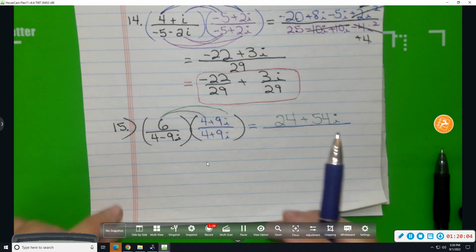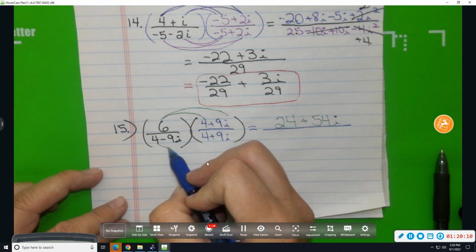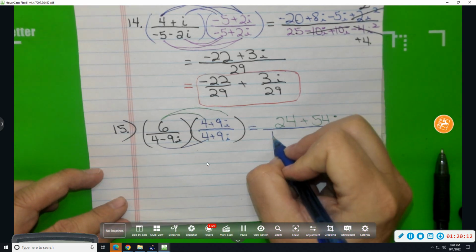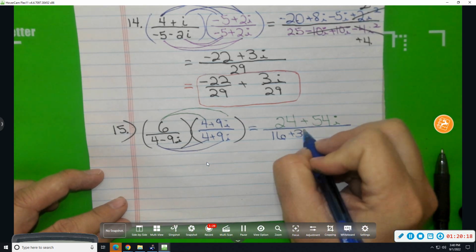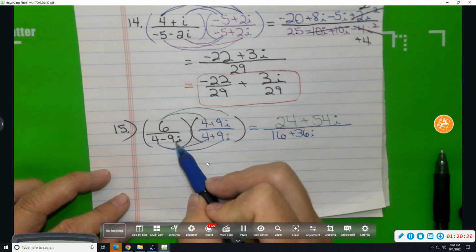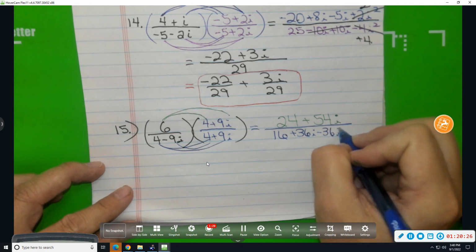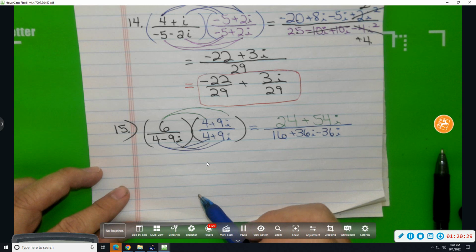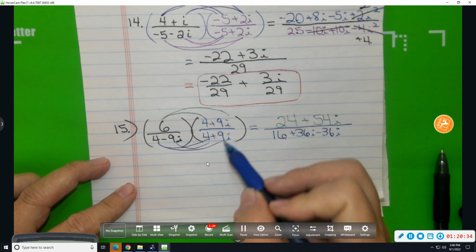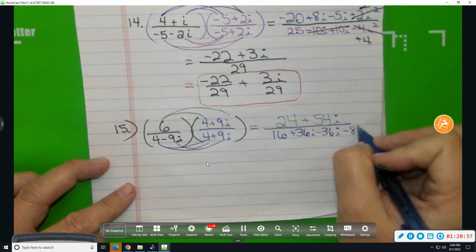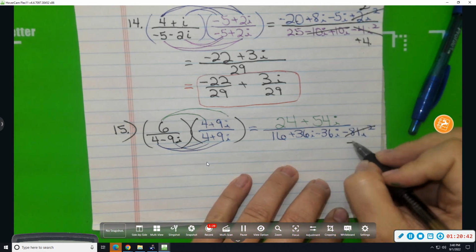Okay, now we're going to FOIL the bottom. First, 16, I agree. Outer, 36i. Okay. You didn't say a sign, so I'm going to assume that's plus. Inner, there's a minus 36i. Negative 9i times positive 9 is minus 81i squared, which turns into positive 81. Negative 9 times positive 9 is a negative 81, and i times i is i squared, and that turns into a positive 81.